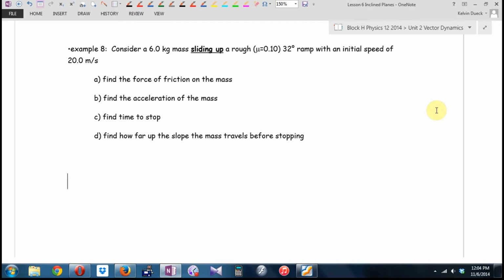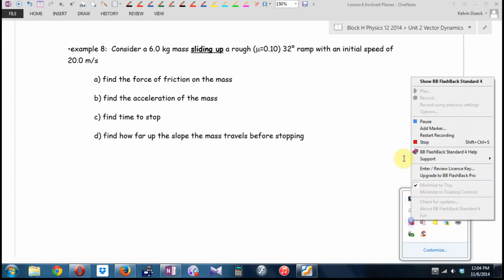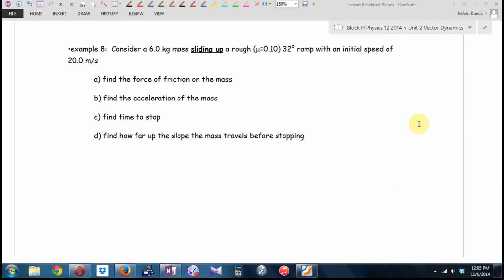So, consider a 6 kilogram mass sliding up a rough ramp. Now, I always have students that say, hey, Mr. Dueck, how can something slide up a ramp? So let me pause the video and I'll show you. So we have a 6 kilogram mass sliding up a rough ramp, friction mu 0.1, 32 degree ramp, with an initial speed of 20 meters per second.